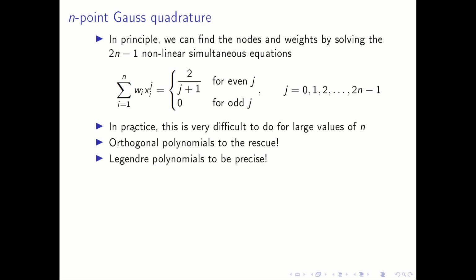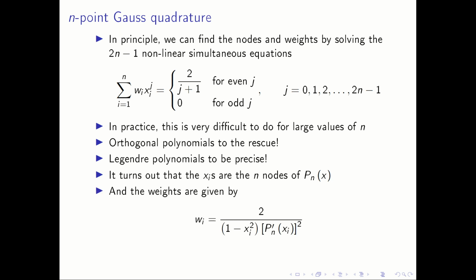The Legendre polynomials are the ones which we use here. It turns out that the xi's are really the n nodes which the function Pn(x), the nth degree Legendre polynomial, has. So which is why we call these x_i nodes. They are literally nodes of the nth degree Legendre polynomial.